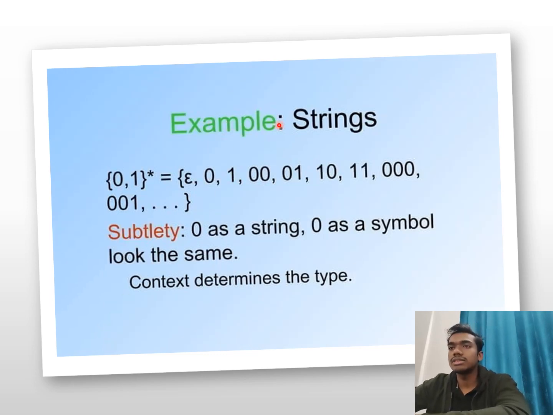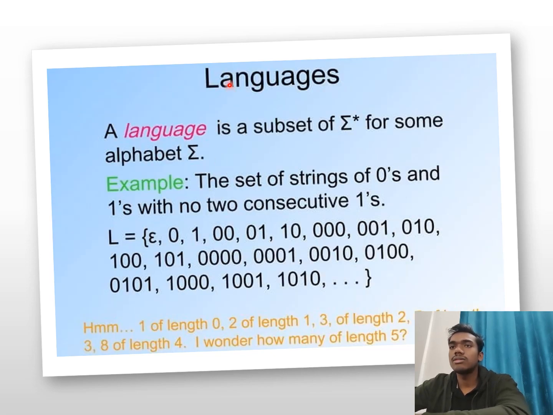Now we'll be seeing the example of strings. So this is a basic example of strings, that is 010001. Now we'll be looking at languages. A language is a subset of strings for some alphabet. Example, the set of strings of zeros and ones with no two consecutive ones. So this is the language of the above mentioned zeros and ones with no consecutive ones.